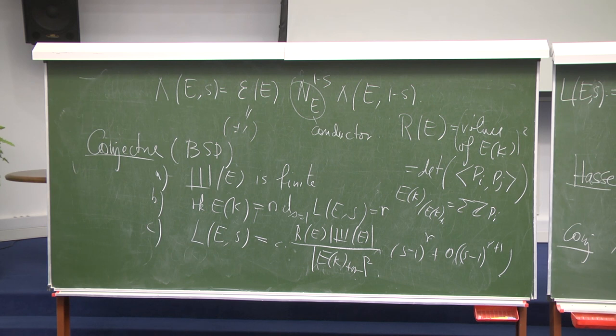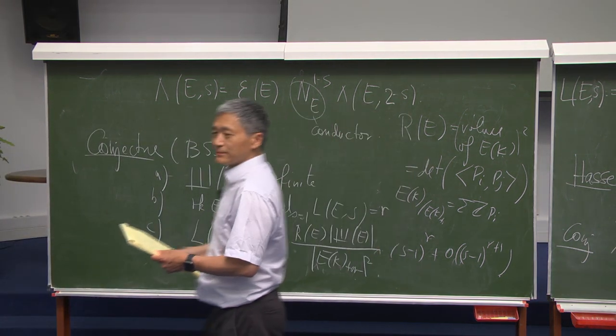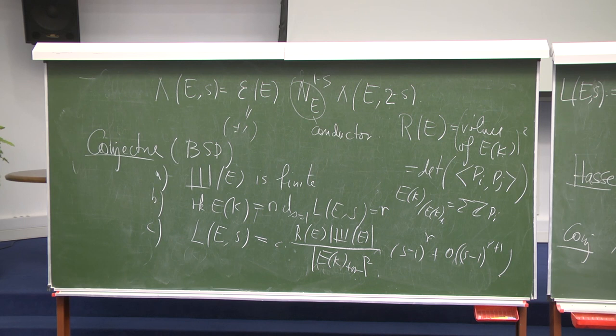Functional equation. Or 2 minus s, yes, yes. Yeah, thank you. Yeah, I want to make sure of the one, okay. Yes. If you apply the equation one more time, you're getting back. Right? It's just the one symmetry.